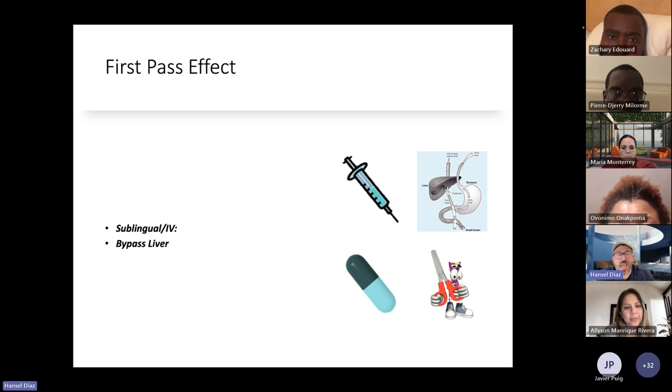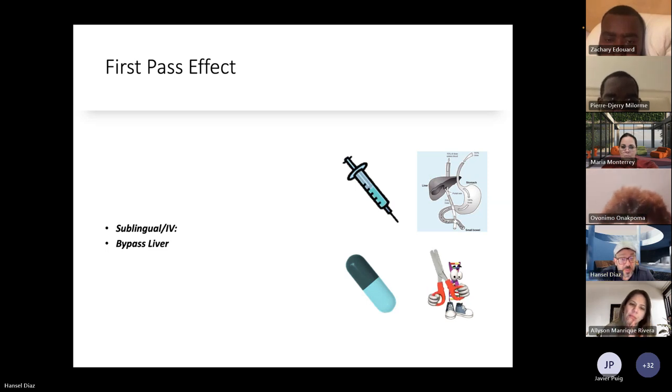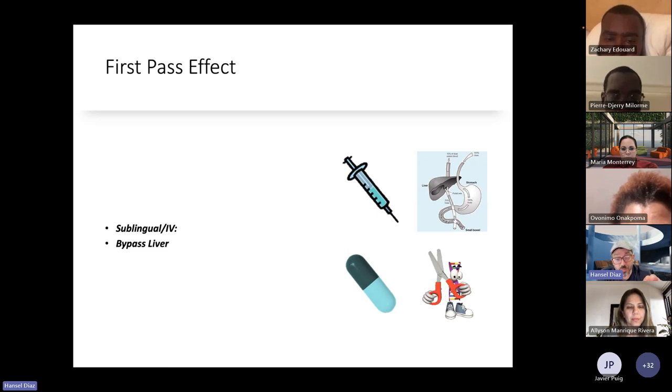So sublingual and IV, those are forms that bypass the liver. And if they bypass the liver, they bypass what? The first pass effect, right? It will totally bypass the first pass effect. Meaning, whatever you give, it's going to have 100% bioavailability.